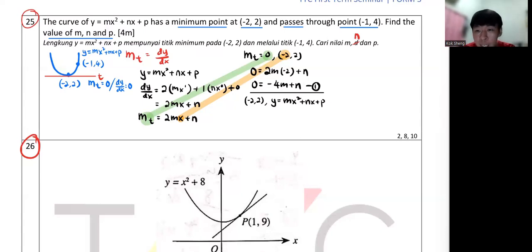So submit the point into the curve, you should get a second equation. Wow, really got 3 unknown. Oh no. I think this one we need to go for the system of equation. What chapter? Your Form 4 chapter 3.